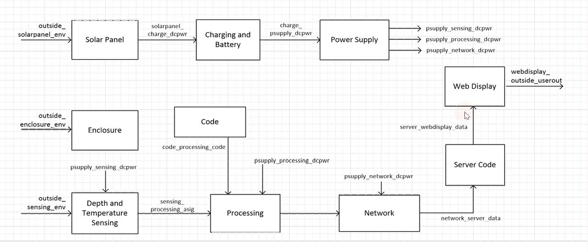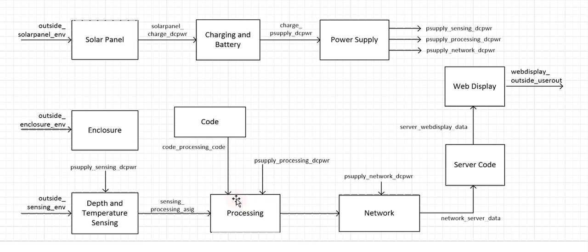Okay. Let me give you a little bit about how this works just so you get an overview, because we'll be doing interfaces in our next video. So we have the outside sensing environment, depth and temperature sensing. This is converted to an analog signal. This implies that probably within this processing block there's going to be some analog to digital converter. Well, actually it almost necessitates it. And this might change as we move forward with the design.